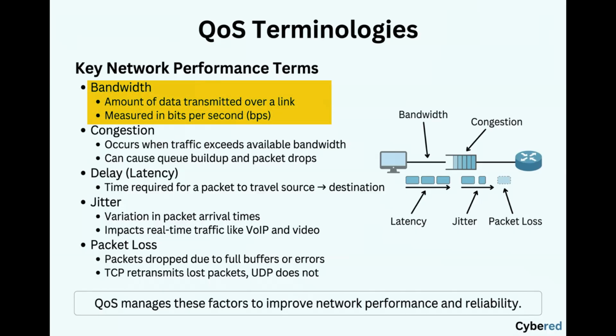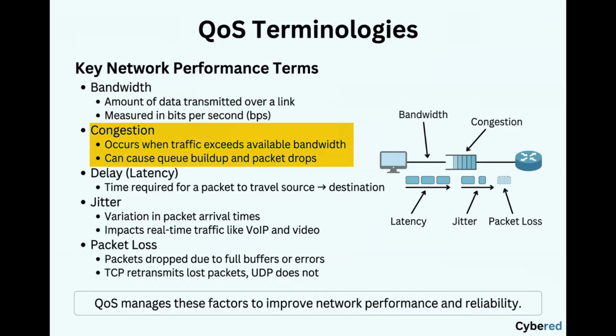Bandwidth refers to the amount of data that can be transmitted over a network link in a given period of time. It is typically measured in bits per second. Modern network interfaces such as Gigabit Ethernet can support speeds of up to 1 gigabit per second or higher.